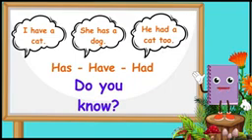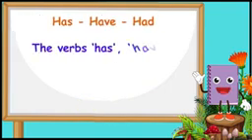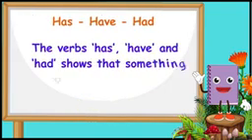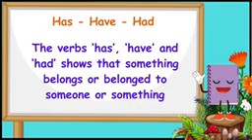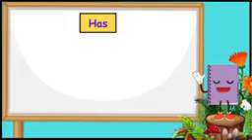Let's understand. The verbs has, have and had show that something belongs or belonged to someone or something. Let's understand this one by one. Let's start with the verb has.